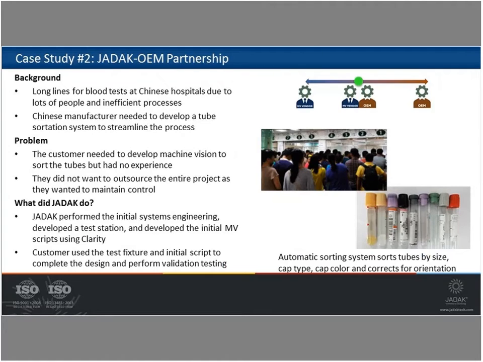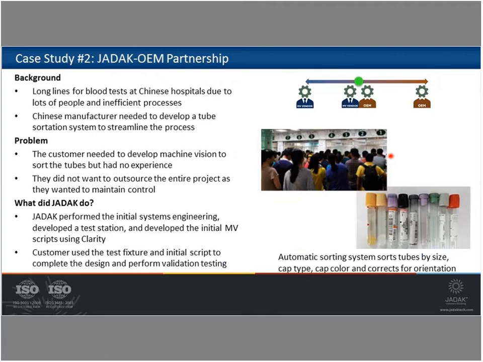This next example is that middle ground where JADAK did part and the OEM did part. The graphic here shows a Chinese hospital, and I think everybody knows there's a lot of people in China, and these lines in this particular picture are just people waiting to give blood. So they're sick for some reason, they have to give blood for some reason, and so the lines are long.